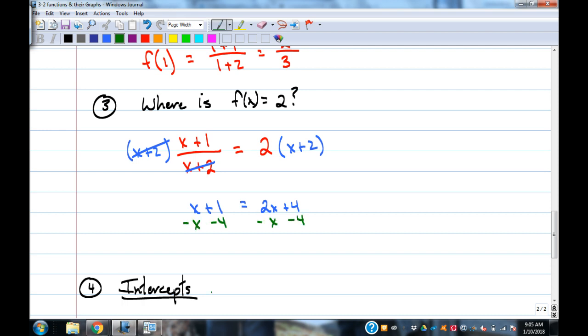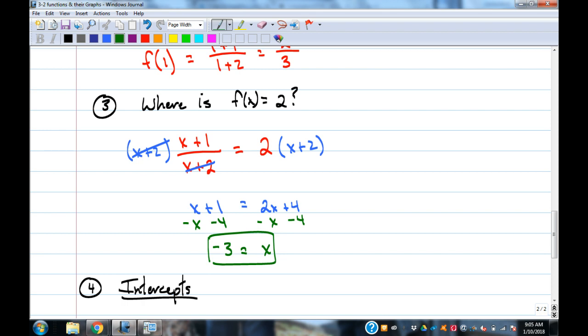I'm going to do it in two steps in one shot there. There's x. 1 minus 4 would be negative 3. There is where f of x is equal to 2. The x value that goes with that is negative 3. Okay. So if they ask you where that's going on, that's how you're going to find that.